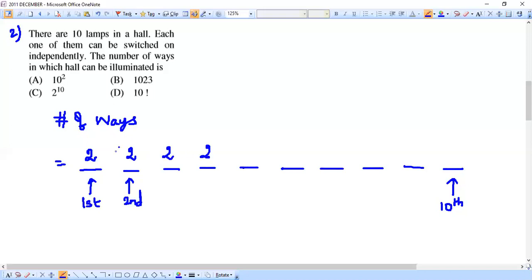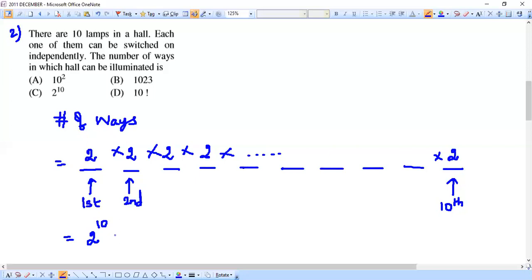Likewise, because we are keeping all the 10 lamps, right? First lamp, two ways, and second lamp, we have two ways, and third lamp, we have two ways, and fourth lamp, we have two ways, and so on up to the last lamp. Till the last lamp, we have two ways. So that means 2 into 2 into 2 into up to 10 times. When you write it in a simplified way, you will be getting 2 power 10. This is going to be the answer.